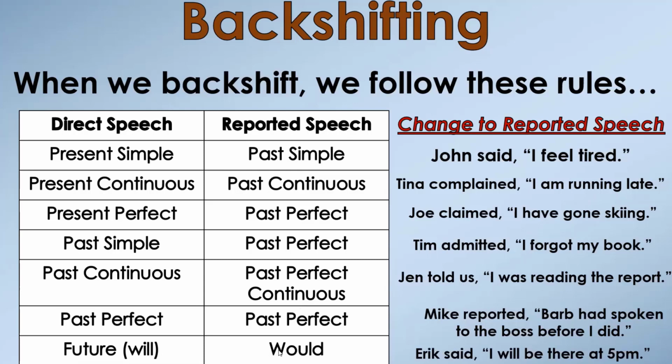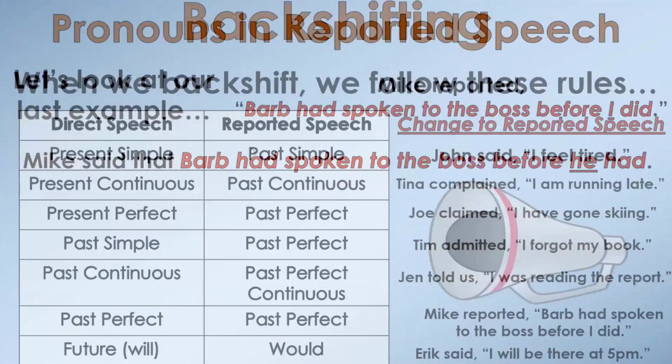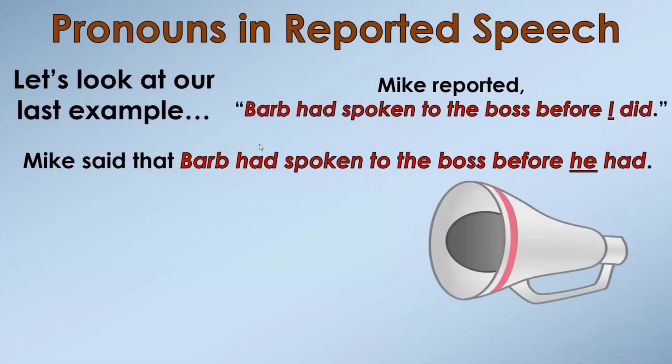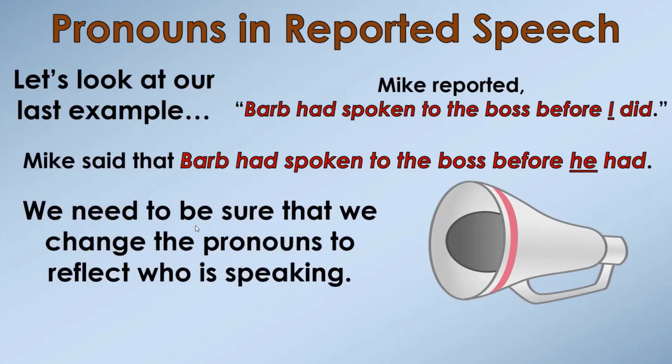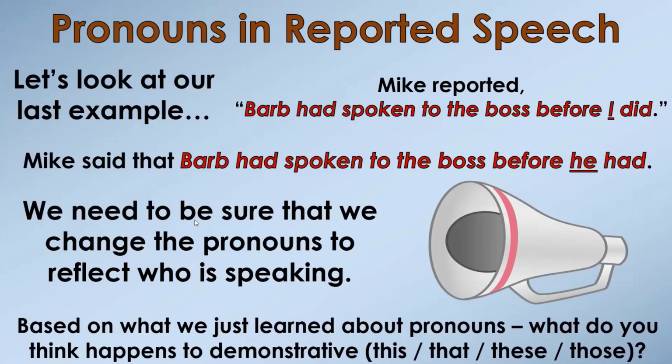And the future with will, we change will to would. Eric said, "I will be there at 5," changes to Eric said he would be there at 5. So you might have heard when I was reading out those examples that the pronouns in reported speech change. Here, Mike is talking about himself, so he uses the first person pronoun. He says I. When we are reporting that, we need to use the third person pronoun and say he. So we need to make sure we change those pronouns to reflect the person that's speaking at that time.